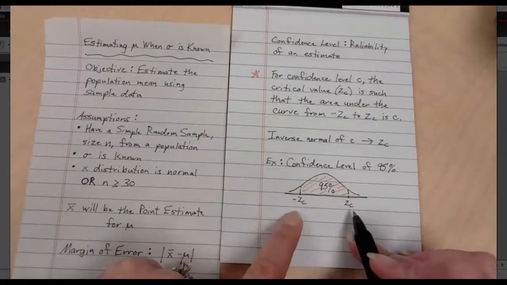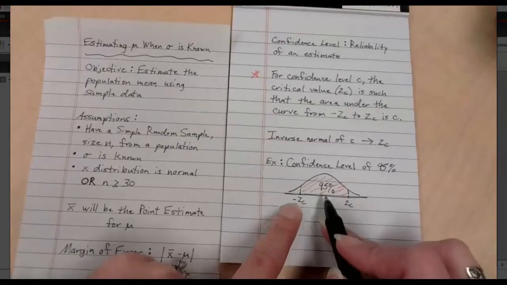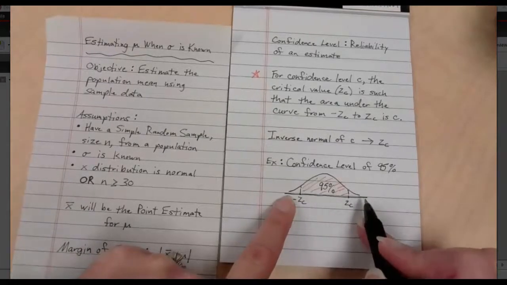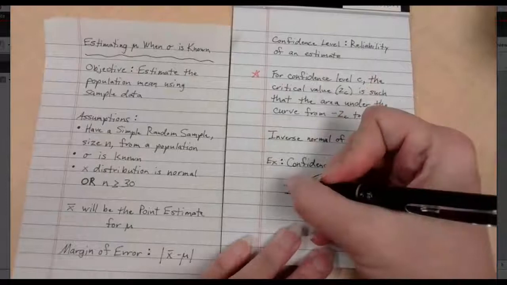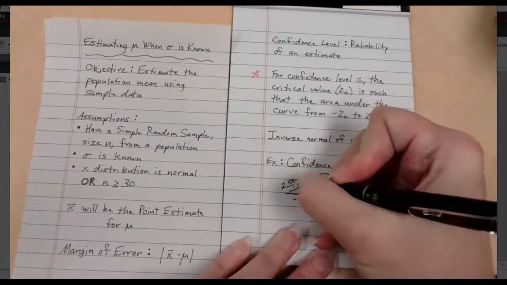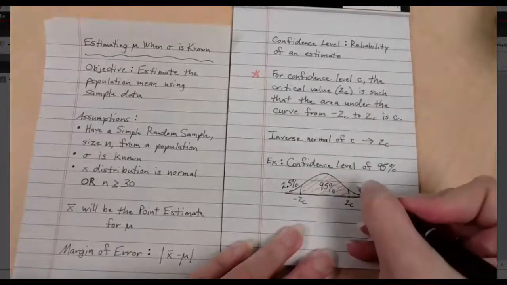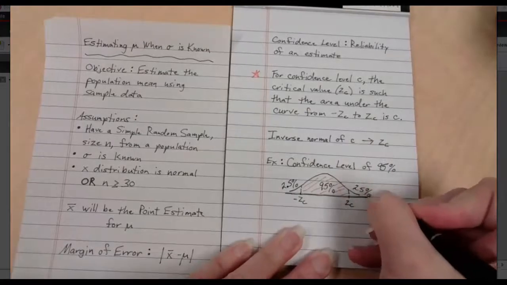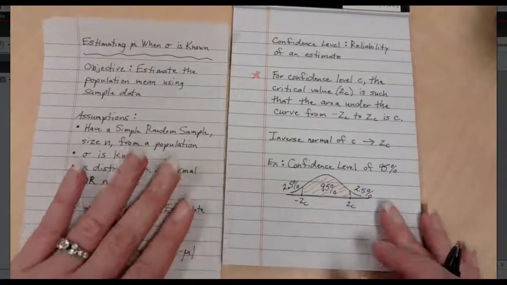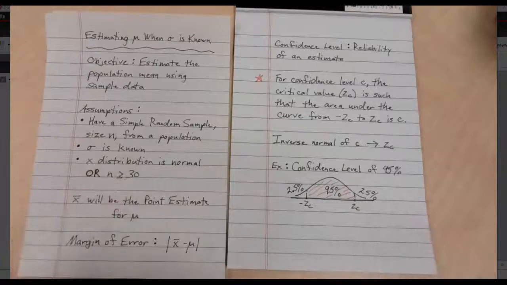So I want 95% of the area under the curve to be between these two z-scores, these two critical values. Okay, thinking again. If there's 95% here, how much is at each tail end? Well, that means it's 5% left over, so 2.5% must be here. There we go. And 2.5% must be here. So if we check out our inverse norm stuff, shall we do that?